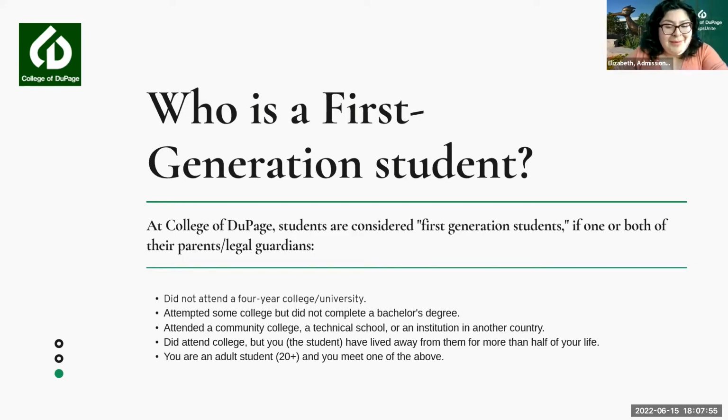life. And this last one is not really an identifier, but we want to make sure that our adult students, 20 and older, know that if you're 20 years old or older, you are also considered a first generation student if you meet any of the bullet points listed above. Sometimes our adult students think that some resources and certain information are only for your traditional age college student. And we want to make sure that you know that all of this information is also for you, our adult learners.